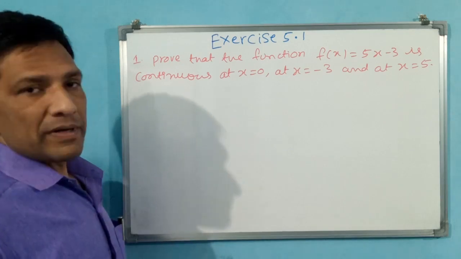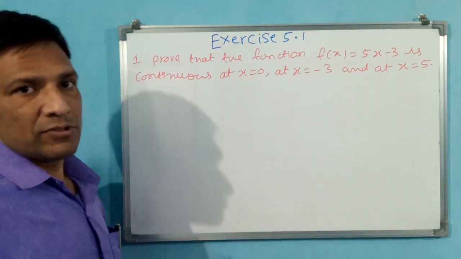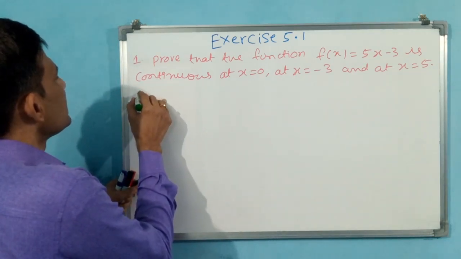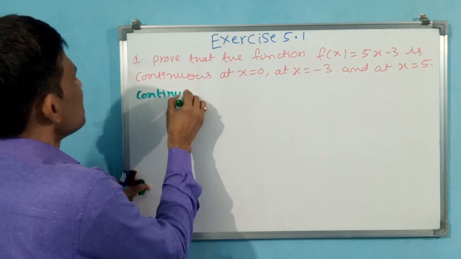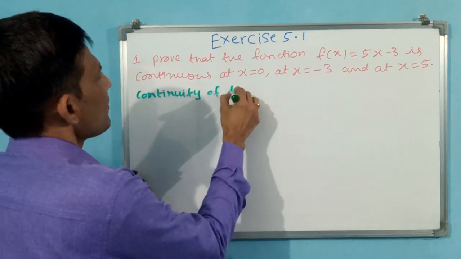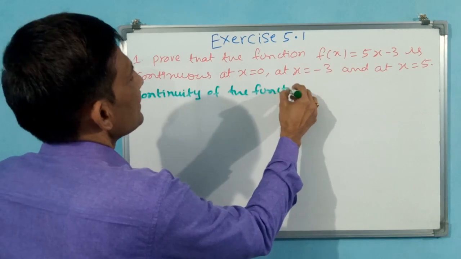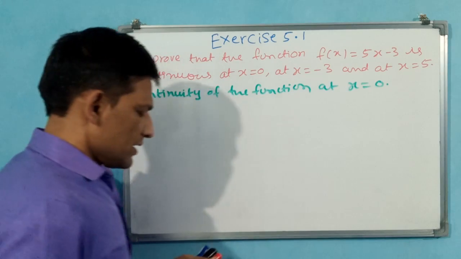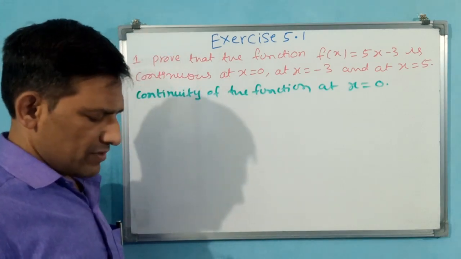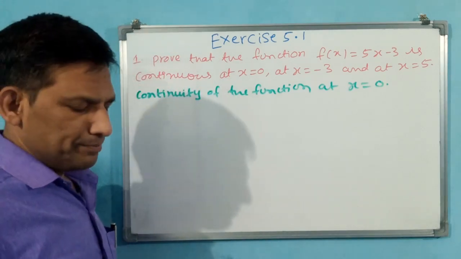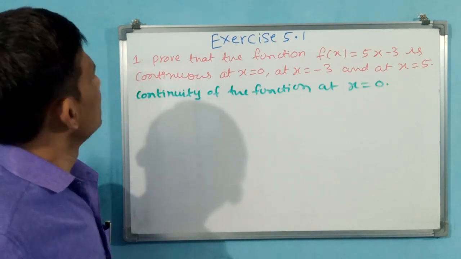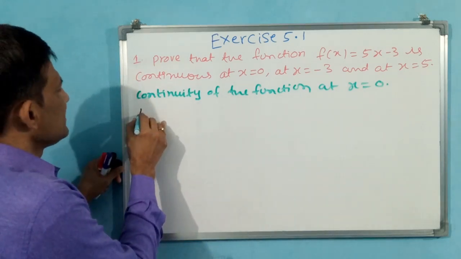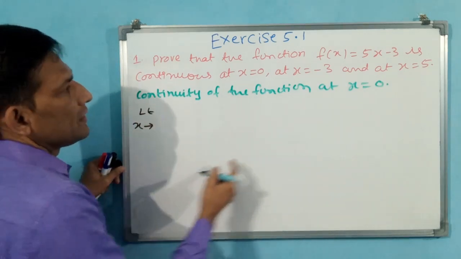Okay, see this function. First, we will see the continuity of the function at x is equal to 0. At x is equal to 0 I am checking the continuity of this function. See how I am checking. Limit x tends to 0. Why?